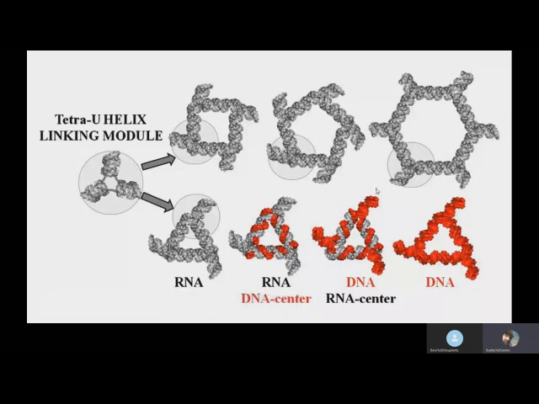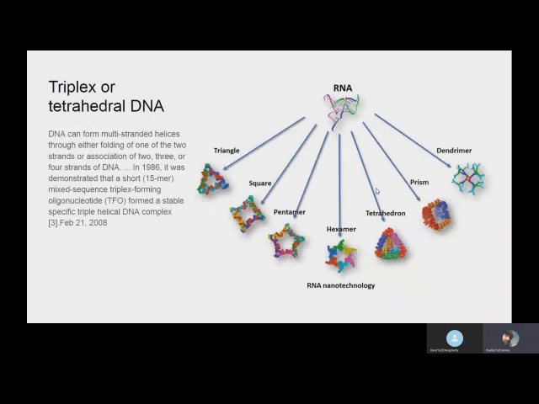I could go into this, but there are other episodes that I've done having to do with this, and it gets interesting. The nucleotides. Triplex or tetrahedral DNA. Can DNA exist in a tetrahedral form? DNA can form multi-stranded helices through either folding of one of the two strands or association of 2, 3, or 4 strands of DNA. In 1986, it was demonstrated that a short 15-mer mixed sequence triplex forming oligonucleotide, TFO, formed a stable specific triple helix DNA complex in 2008. But yeah, it's not common in nature to have the triple DNA.